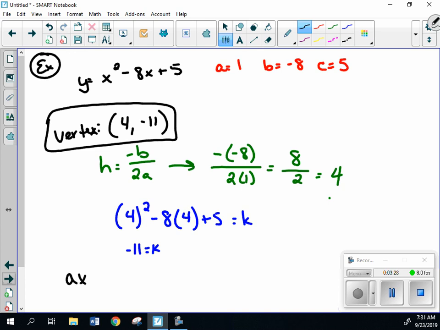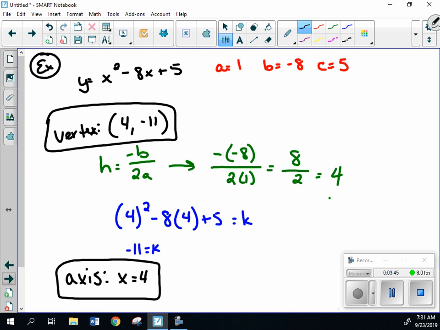The axis of symmetry, remember it's just whatever our h value is. Our axis of symmetry is at x equals 4. So now I can use that information to figure out where my parabola lies.